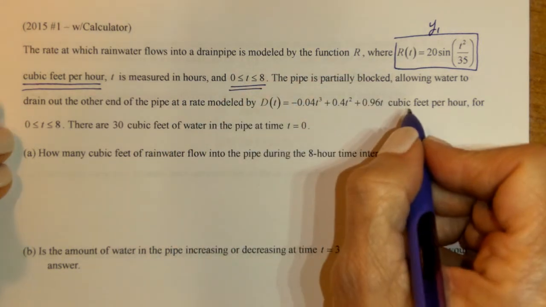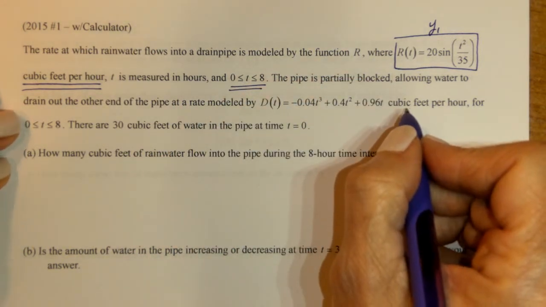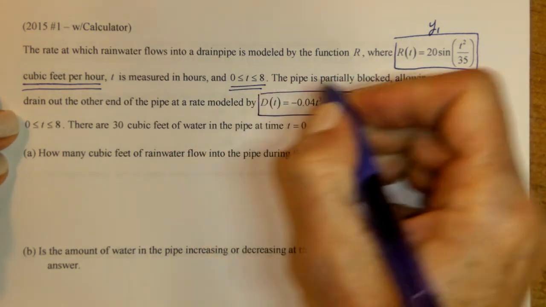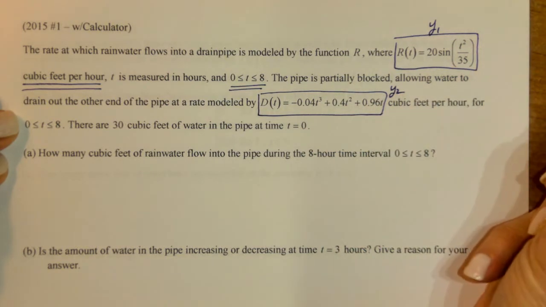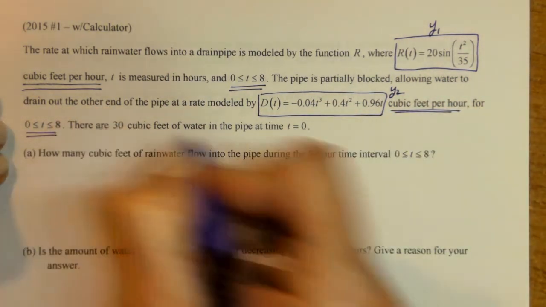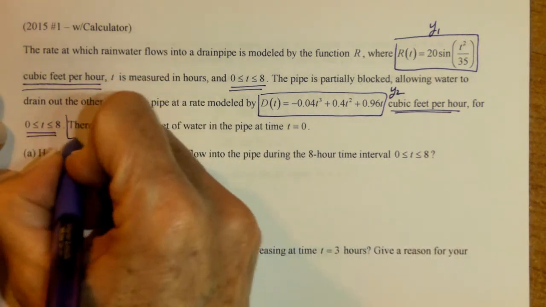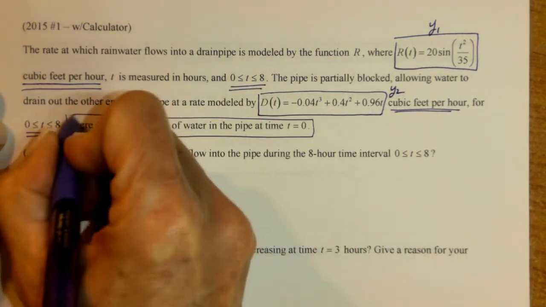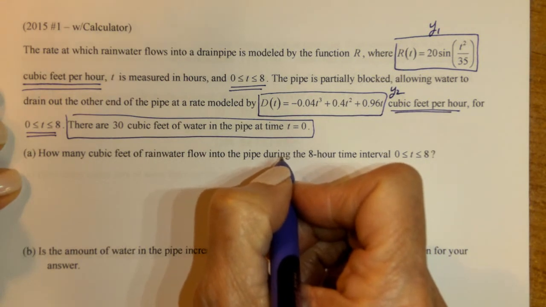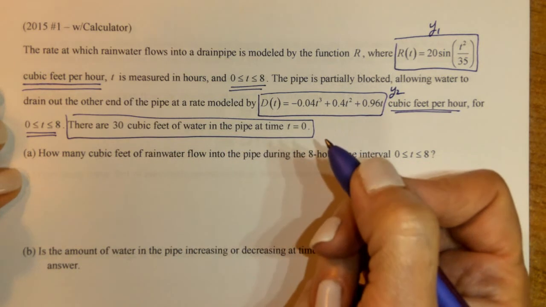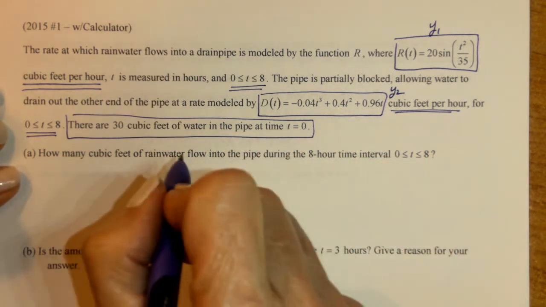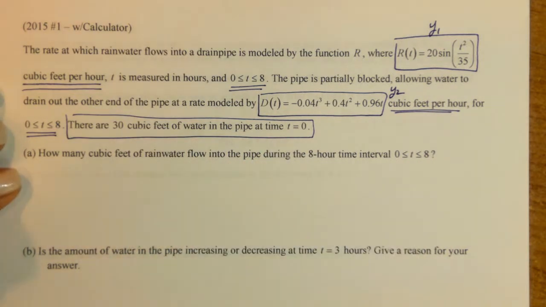The pipe is partially blocked, allowing water to drain out the other end of the pipe at this rate. So this will be our rate out. That's going to go in for my Y2. Still cubic feet per hour, still the same time frame. Then it says there are 30 cubic feet of water at time 0. So there's an initial amount. So if they ask us an absolute min or max of water in the pipe, we can go ahead and use the closed interval test if we want to.